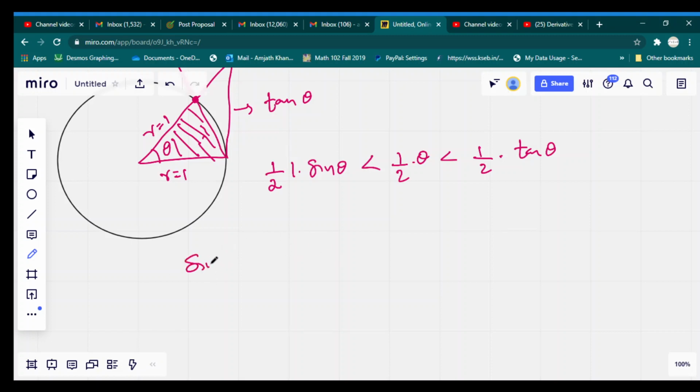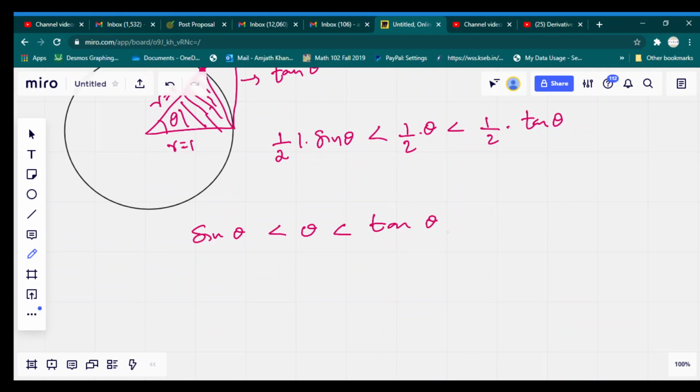Let me write this in a more compact form. Let's cancel the 2. Sine theta is less than theta is less than tangent theta, inside this first quadrant. We need to let theta approach 0, but before that, let's manipulate this inequality.